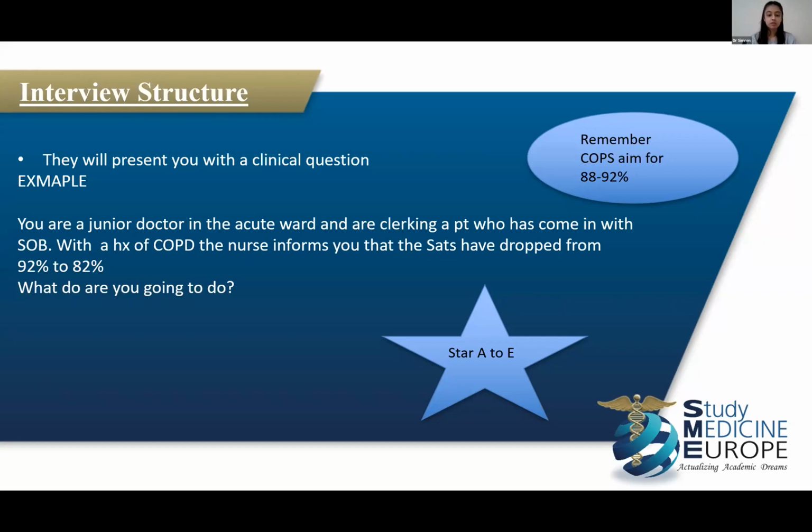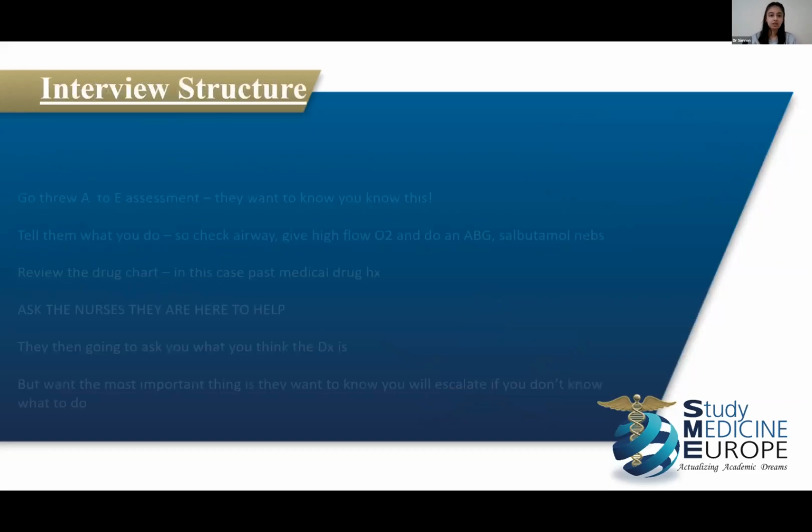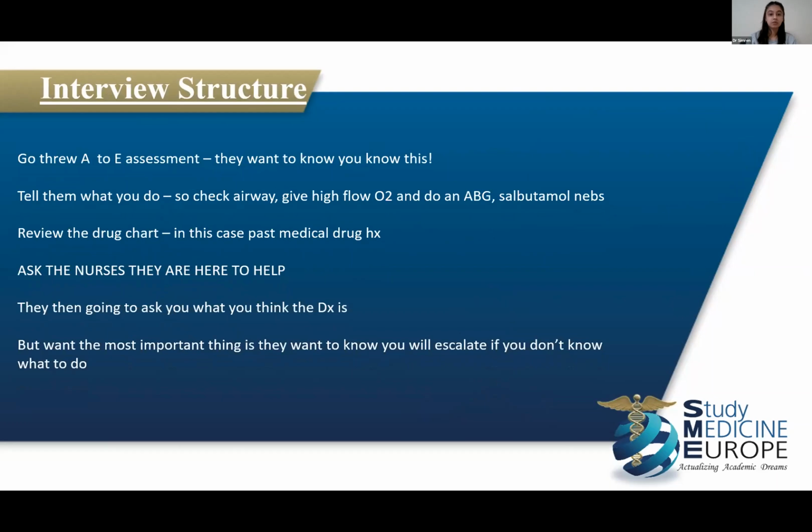But showing that you know the basic skills of how to manage it is the answer that they're looking for. So again, this is actually how you would do it. You do the A to E assessment, go through the airway. Obviously we know that the oxygen saturation rate has dropped from 92 to 82, so we're going to give them high flow oxygen. This is one of their favorite questions. They will ask you, what is the rate of the high flow oxygen? You're going to say 15 litres of oxygen.